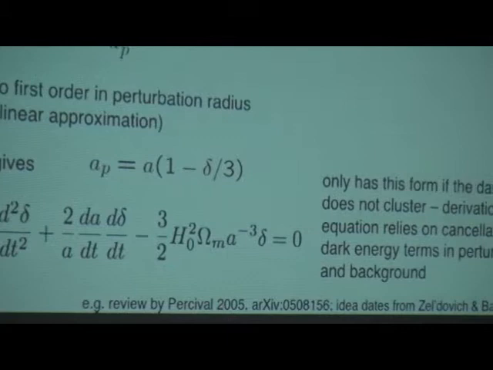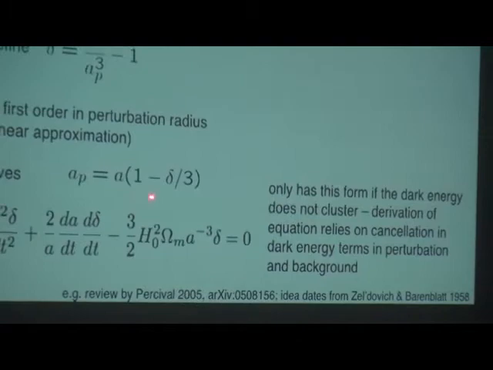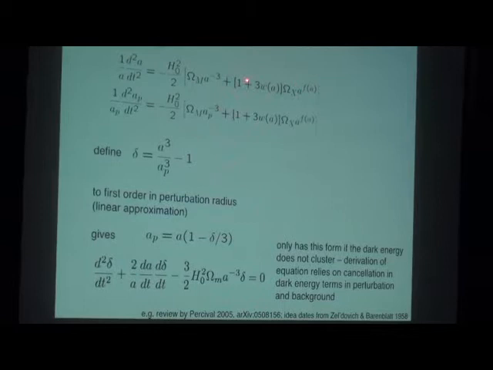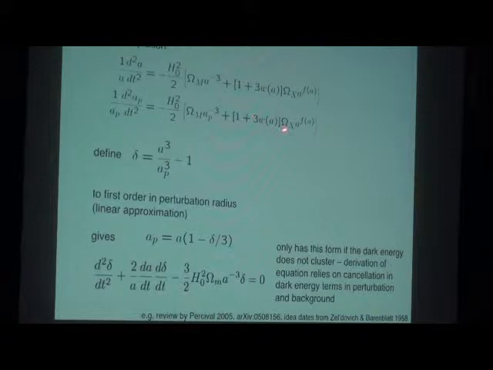If you take this, and this is an exercise you can do, it's quite nice, and plug in these two equations, then you get straight out the linear growth equation for delta. It relies on these two terms cancelling. So if you don't have the dark energy being dependent on the background in your perturbation, then you won't get this linear growth rate equation. Similarly, if you have modified gravity, if you have a modification to these equations, which is scale dependent, then obviously you won't get this linear growth equation. Okay.